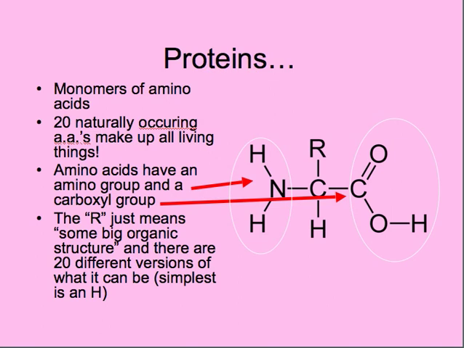Okay, in this part we're going to talk about proteins, both the structure and function of proteins. So proteins are also polymers, just like carbohydrates, and the monomer that makes up proteins is called an amino acid. In this picture here there is a single amino acid.